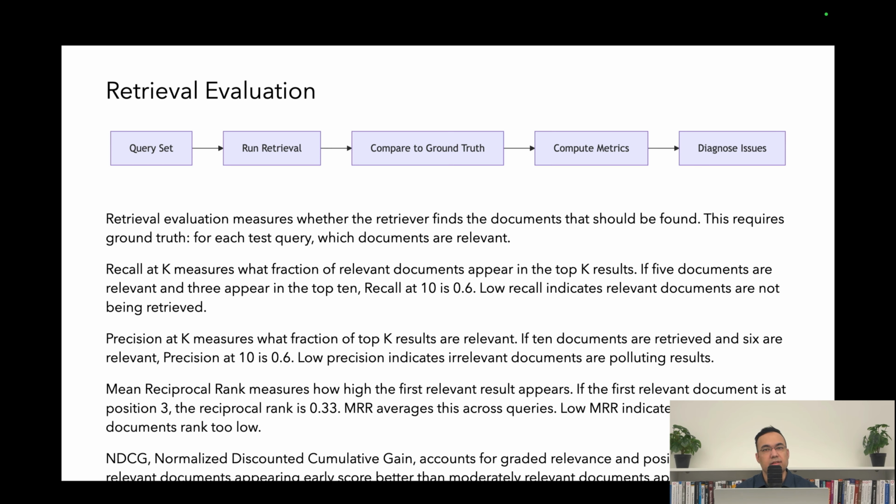Building evaluation sets requires relevance judgments. For each query, annotators identify which documents are relevant. This is pretty labor intensive. Strategies to reduce the burden include using LLMs to generate candidate labels for human verification, and deriving answer relevance from existing question-answer pairs. If retrieval recall is low, no downstream improvement can compensate. The relevant information never reaches the generation model. Retrieval evaluation should be your first diagnostic when your answer quality is poor.